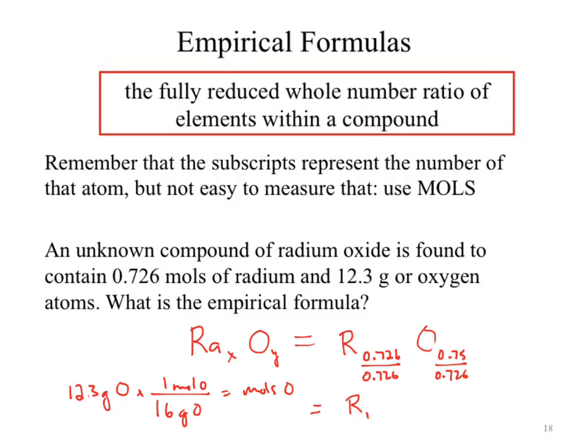Ra 1, oxygen, ballpark 1. So my empirical formula becomes RaO. There's our empirical formula. We will pick up there on Tuesday.